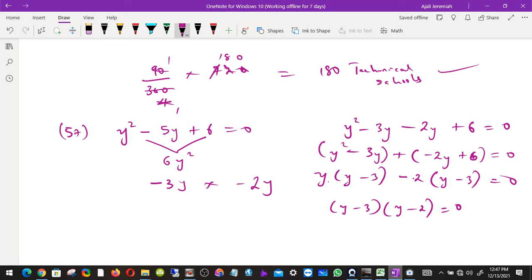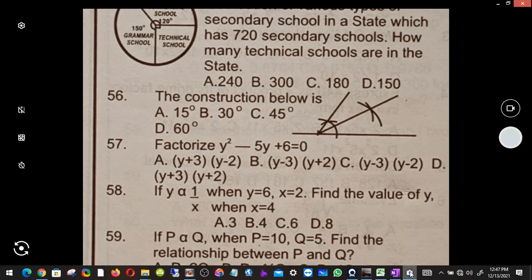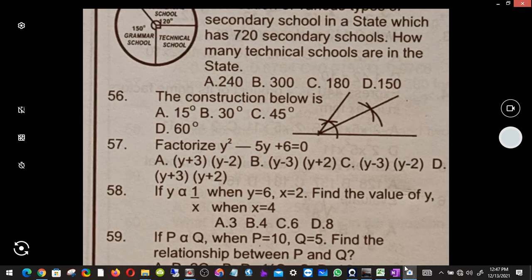Did you say factorize or solve? Factorize. Okay, factorize, so we'll stop there. So that's y minus 3, y minus 2. Option what? Option C.